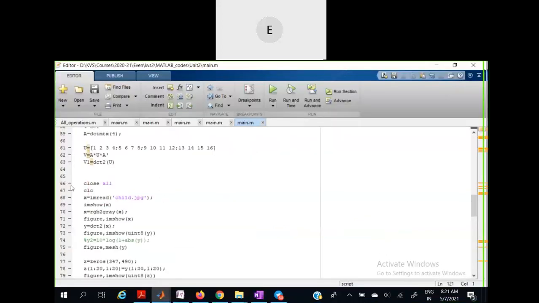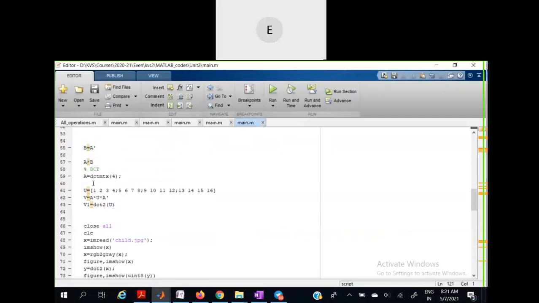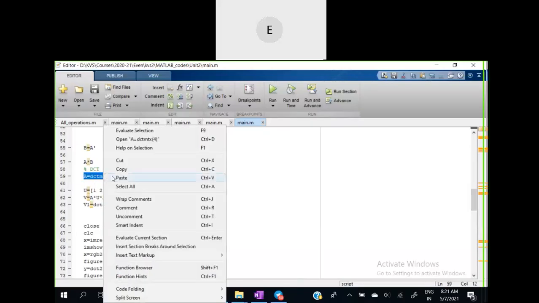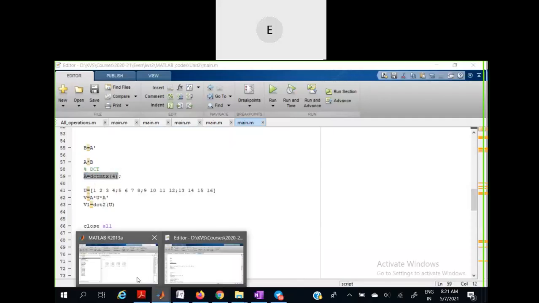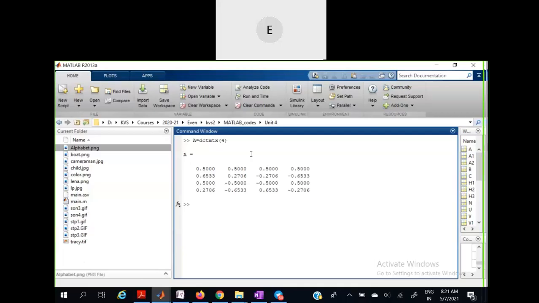So let me just show you that. Now this is actually the command for finding the DCT matrix. A is equal to DCT of 4. Let me just run this and show it on the command window. Observe, this is what I gave you, 0.5, 0.5, 0.5, 0.5.